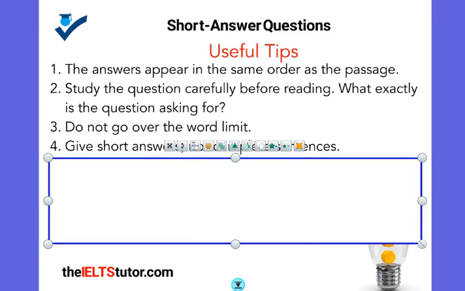Okay, again, do not write complete sentences. Okay, this is not an essay test or writing test. It's a reading test. Okay, so you do not need to be grammatically correct with your answers. You just need to find the answer and then write it down in 3 words or fewer, or 5 words, depending on the instructions. Just make sure that you read that instruction very carefully.